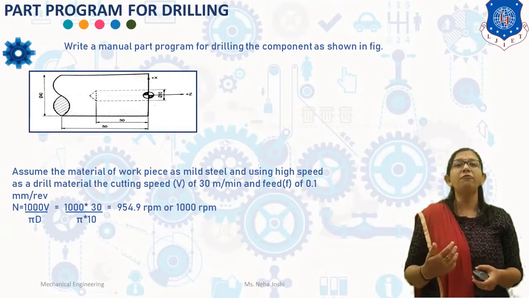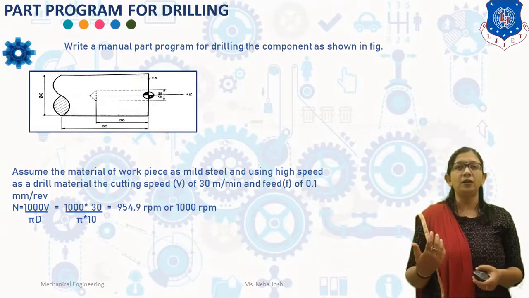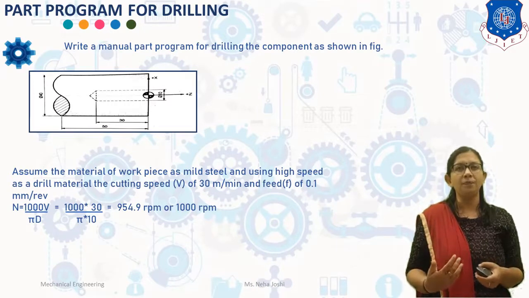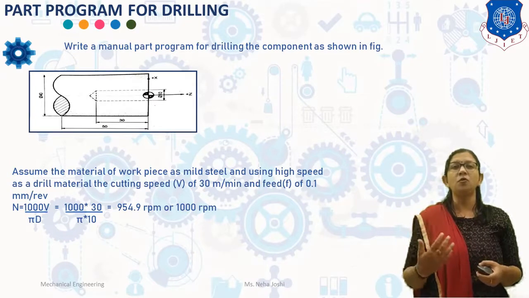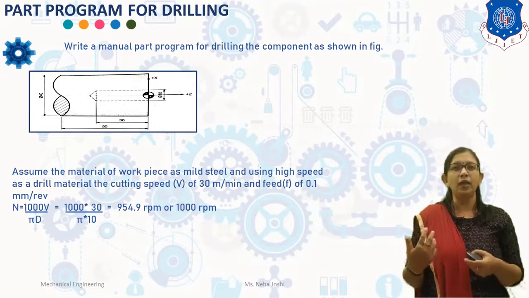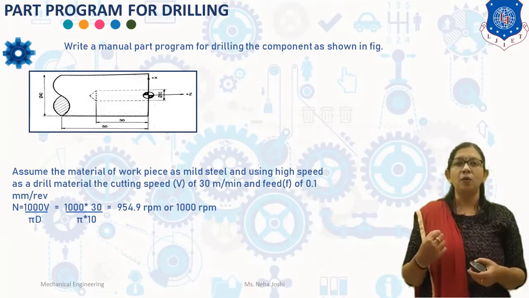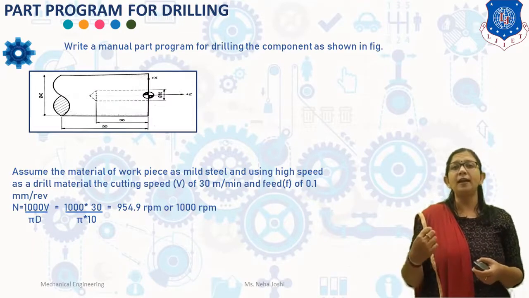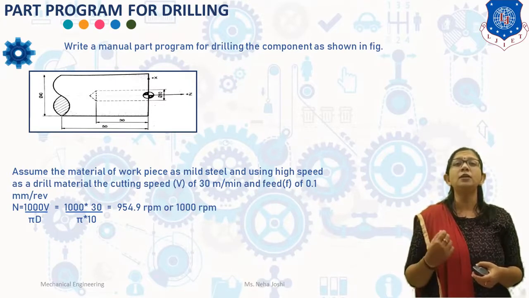Now we can find out the RPM from the linear speed equation using the equation n is equal to 1000 into V divided by pi d. So linear speed is given 30 meter per minute. So 1000 into 30 divided by pi into 10, because the drill bit is given 10 mm. Diameter of the drill is 10 mm. So from that we can get n is equal to 954.9 rpm. Now round off it, so n is equal to 1000 rpm.